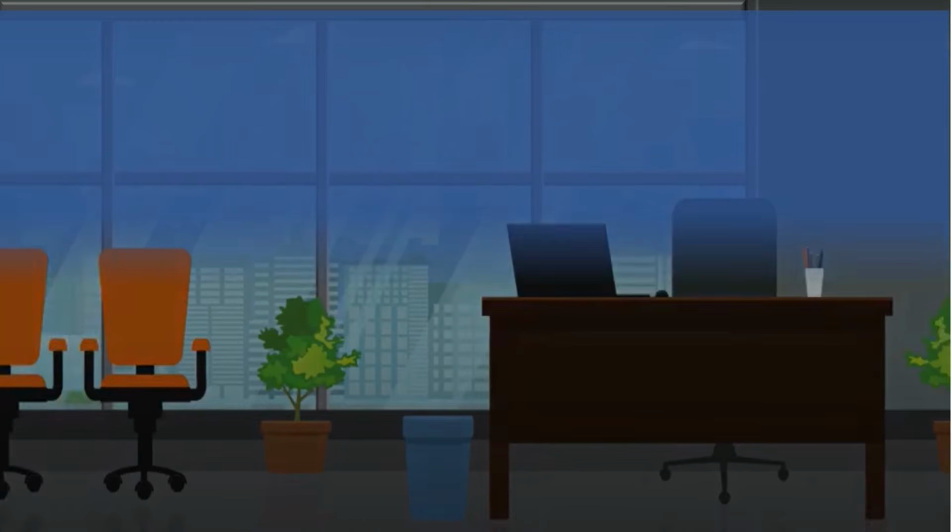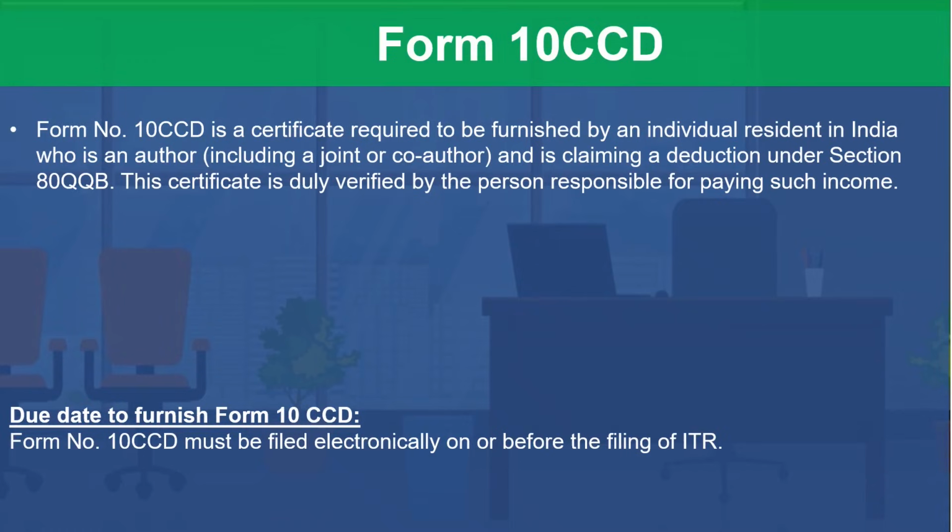Form 10CCD is a certificate required to be furnished by an individual resident in India who is an author, including a joint or co-author, and is claiming a deduction under Section 80QQB. This certificate is duly verified by a person responsible for paying such income. Form 10CCD is also required to be furnished electronically on or before the filing of income tax return.